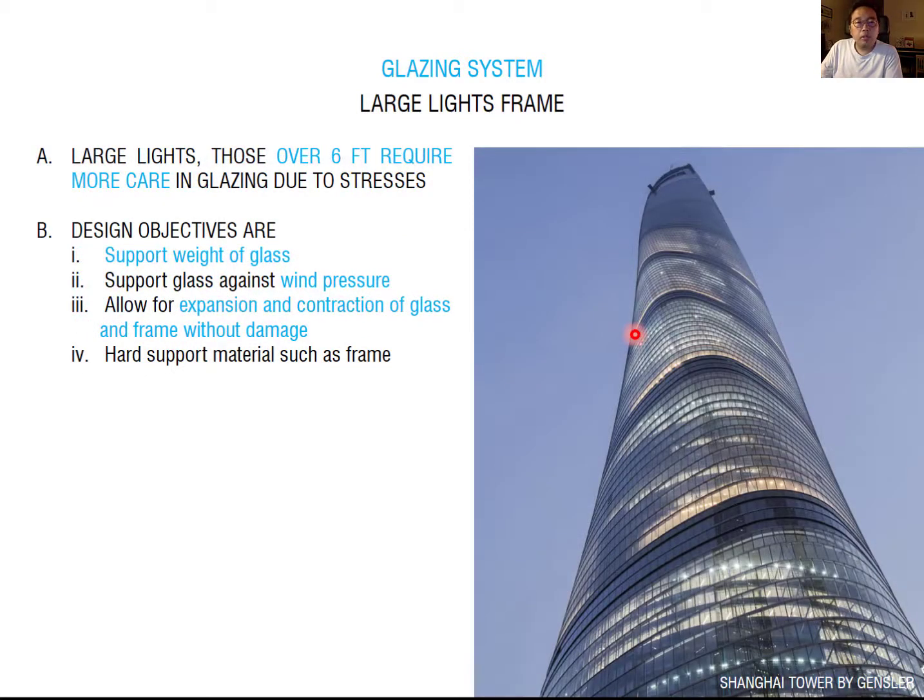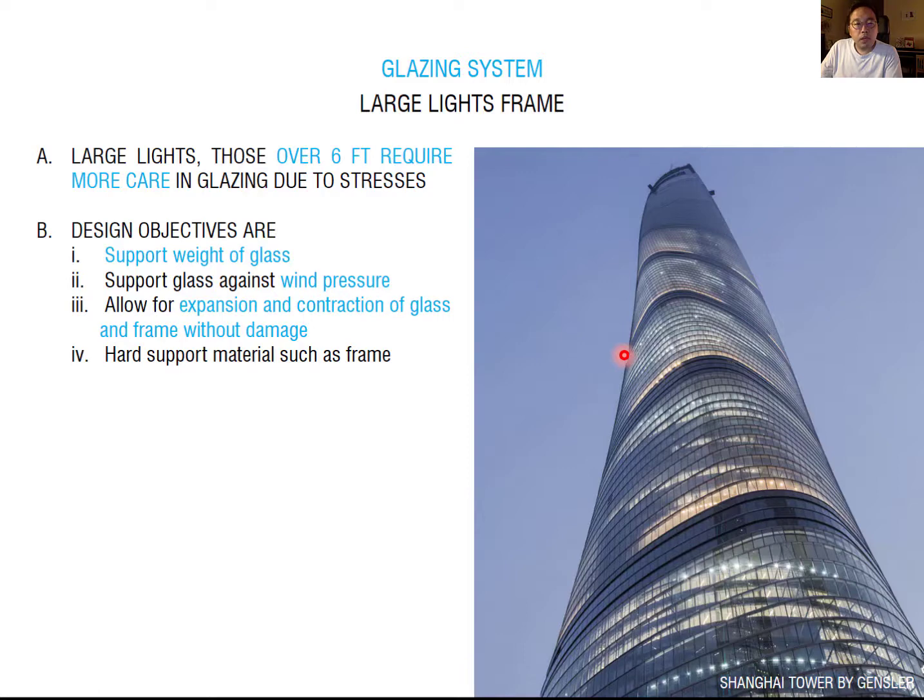What about the large light frame? The large light glass needs more consideration about assemblage. A typical single panel weighs approximately 125 pounds. However, it can be smaller or bigger depending on the project type. So what do you consider when you design a large light frame?